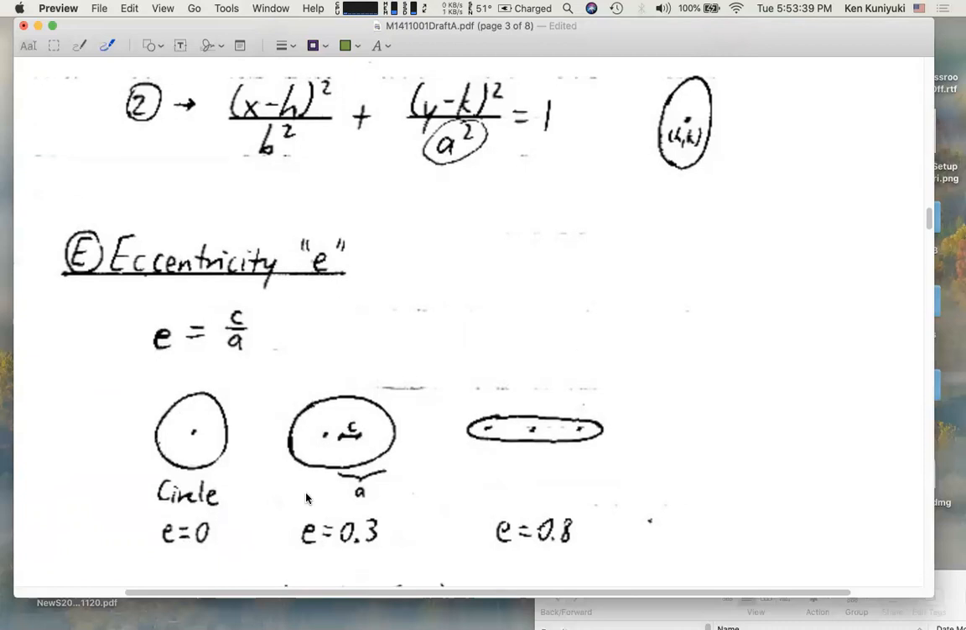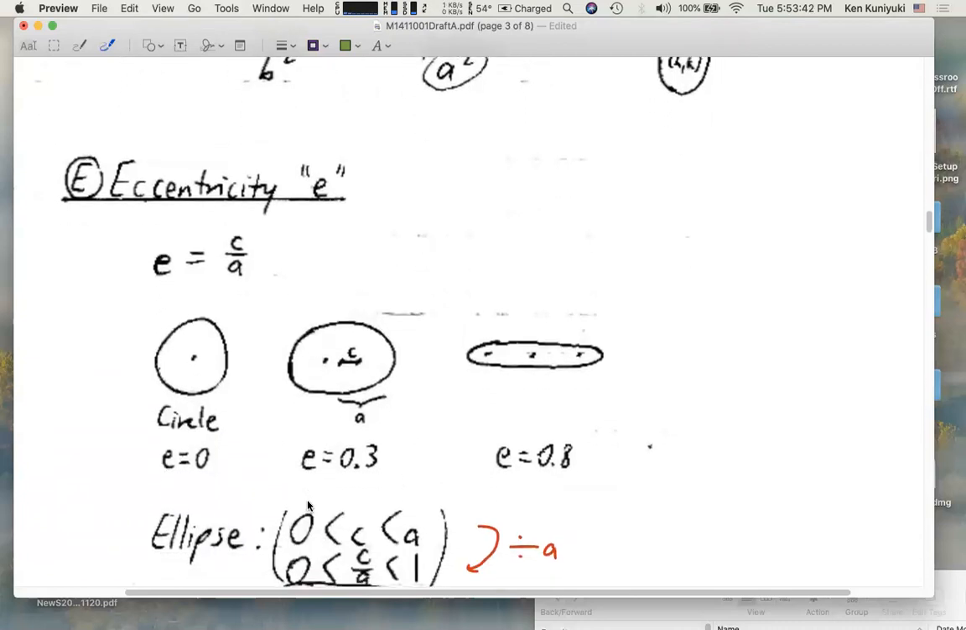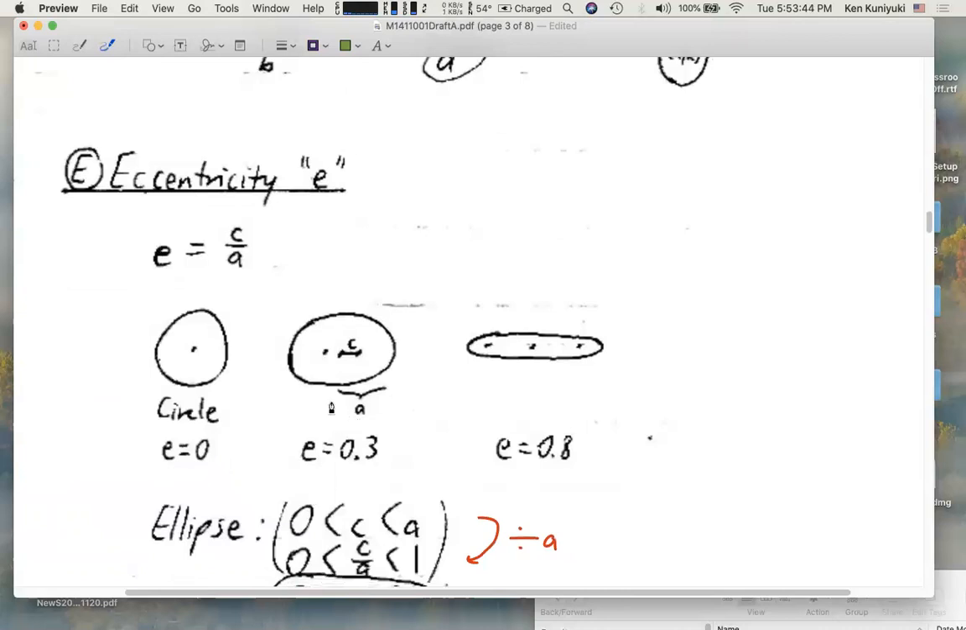Here, we have a slightly elongated ellipse. E is 0.3. So the foci here are fairly close to the center. They're much closer to the center than the vertices are over here. Basically, the foci are 30% away from the center compared to the vertices and their distances from the center. The distance here is 30% of the distance here. E is 0.3, so we have slight elongation.